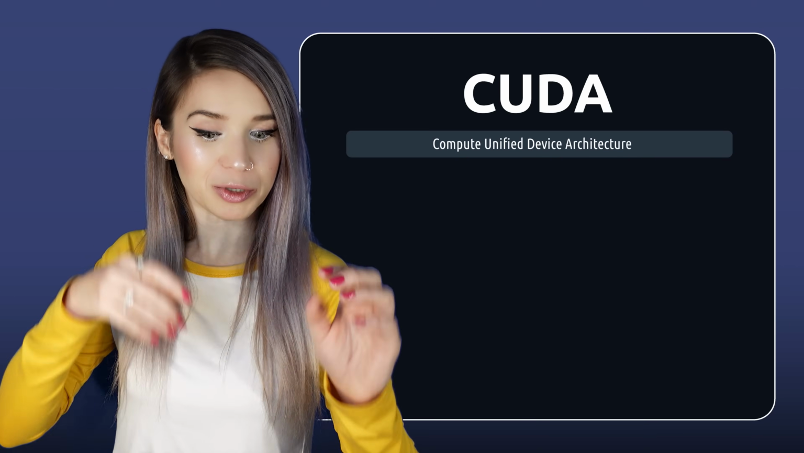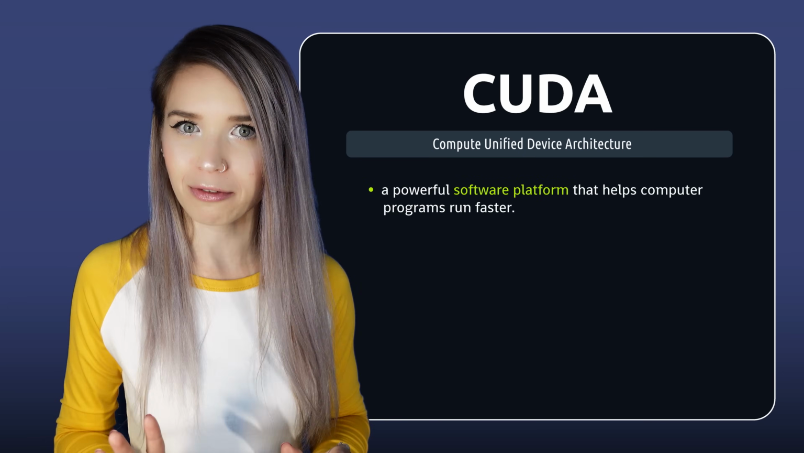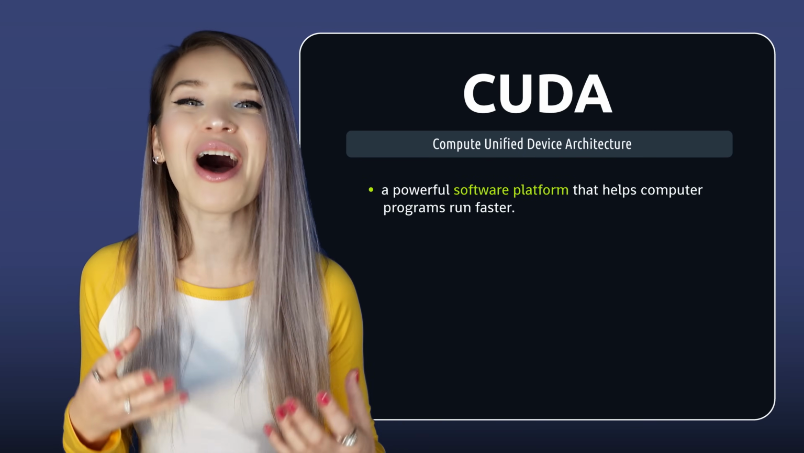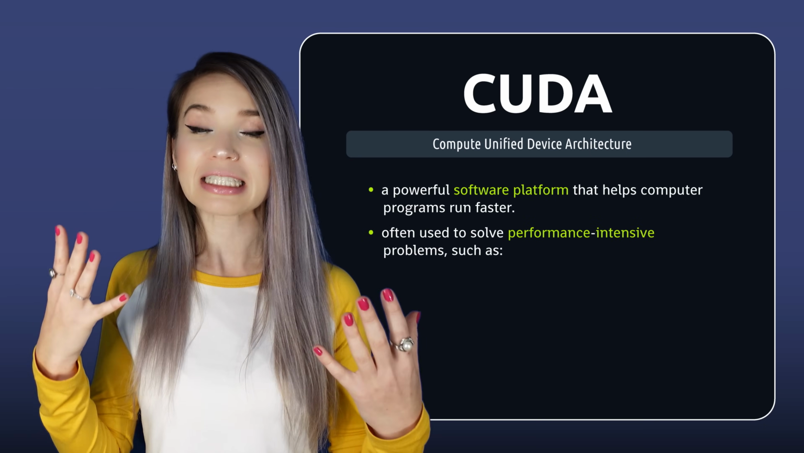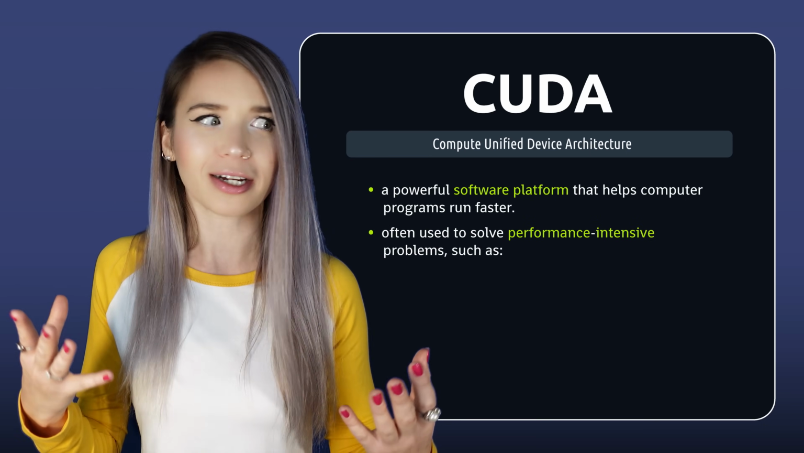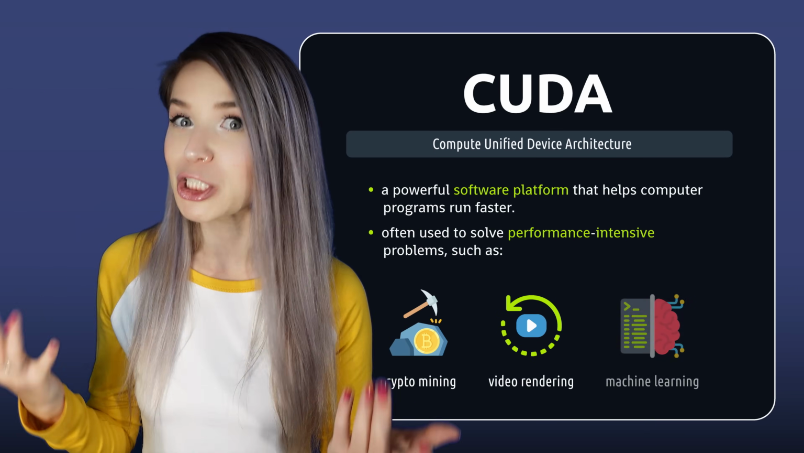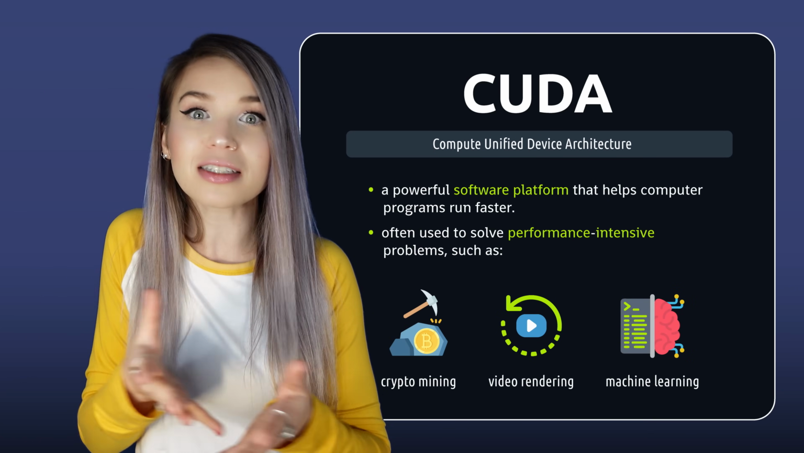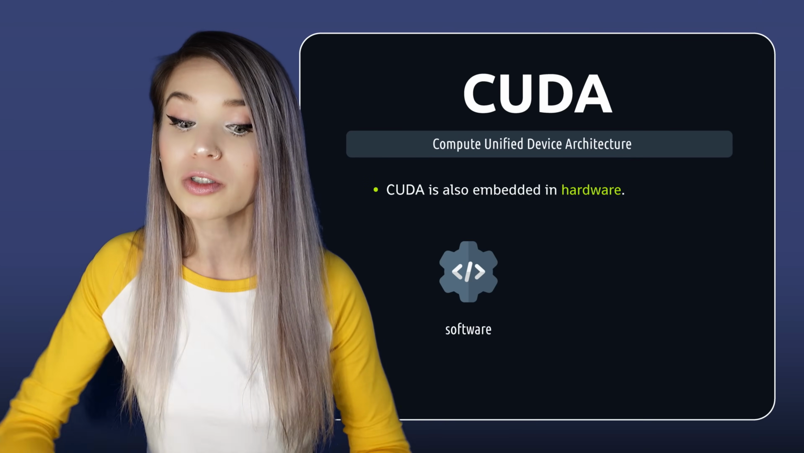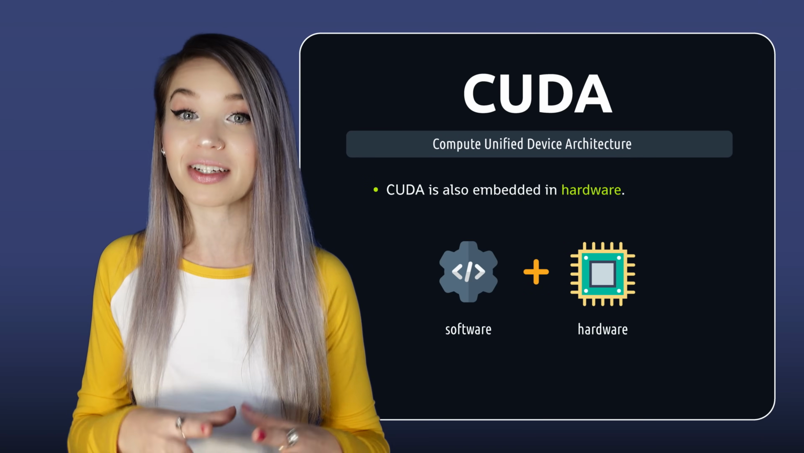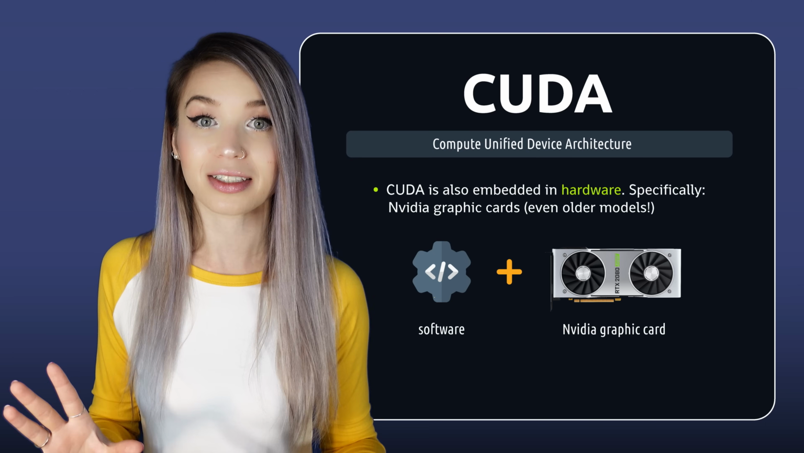Hi everyone, today we will talk about CUDA, which is a powerful software platform that helps computer programs run faster. Now we often use it to solve performance intensive problems, such as cryptocurrency mining, video rendering, and of course, machine learning. But CUDA is not just software, it is also embedded in hardware. So only those of us who have an Nvidia graphic card can access it.